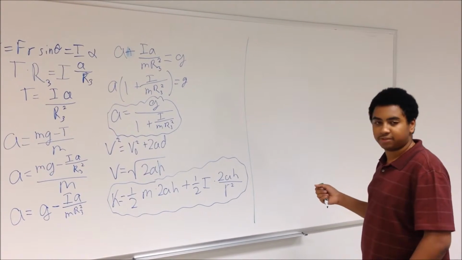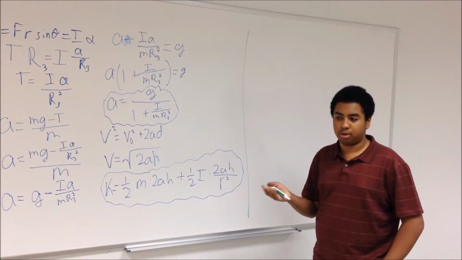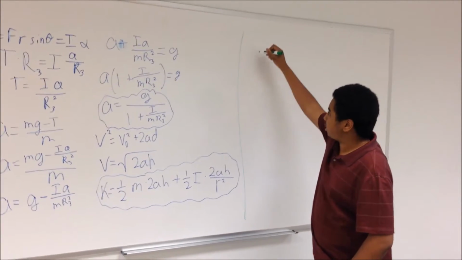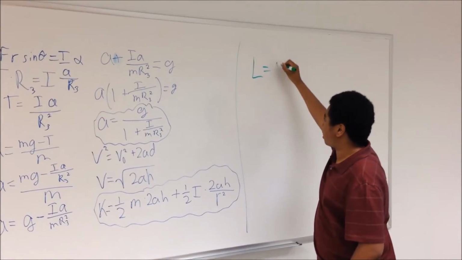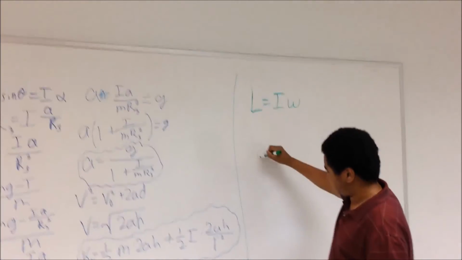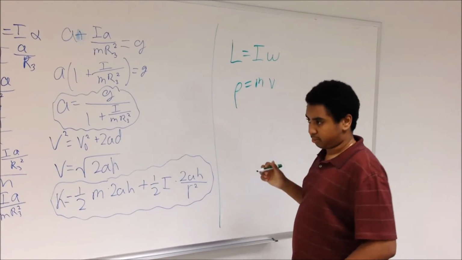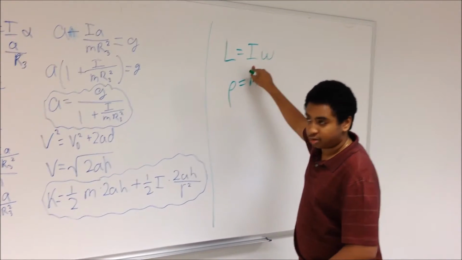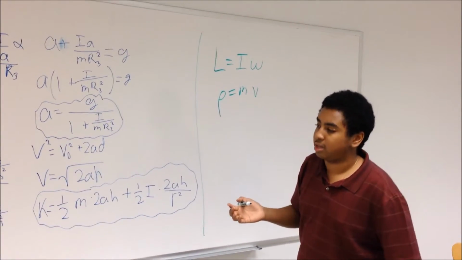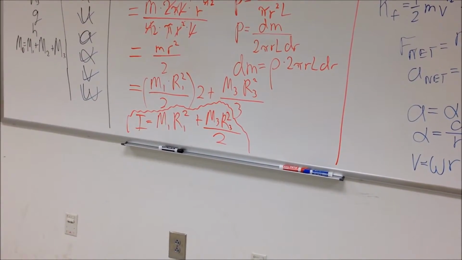So the only things left on the list to explain the motion of a yo-yo are momentum, both angular and translational, which really aren't that hard because angular momentum is equal to I times omega, and linear momentum is equal to mass times velocity. So we've already found the I previously using that big long equation, m1 r1 squared plus m3 r3 squared all over 2. So we found the I earlier.